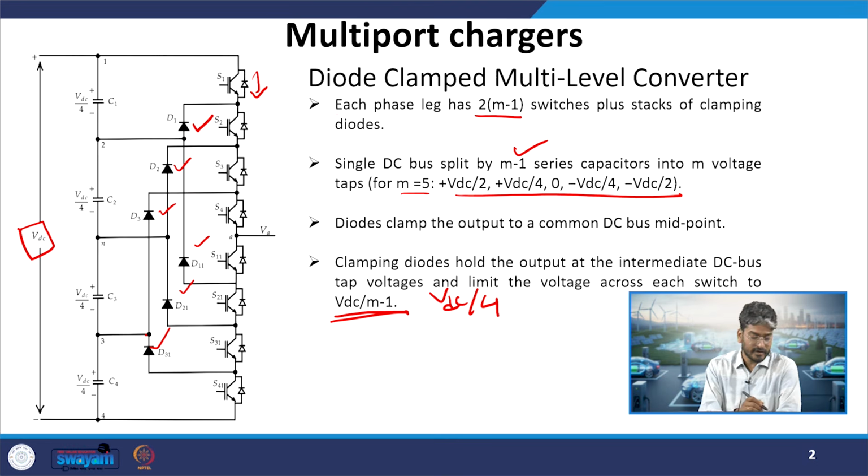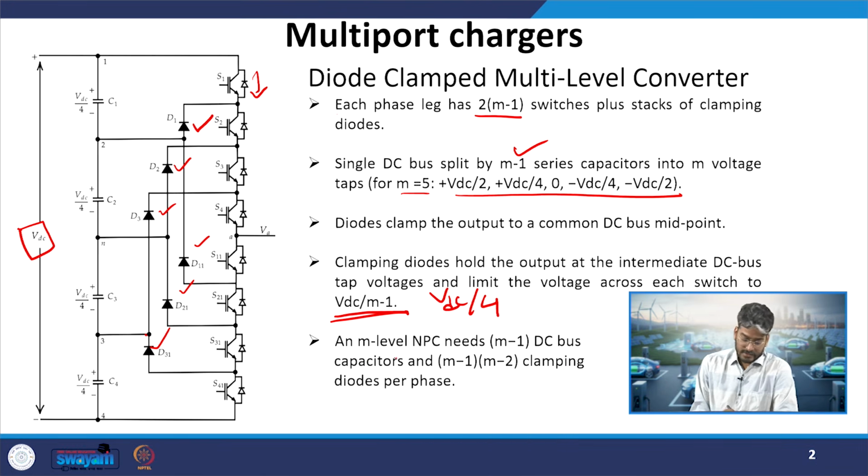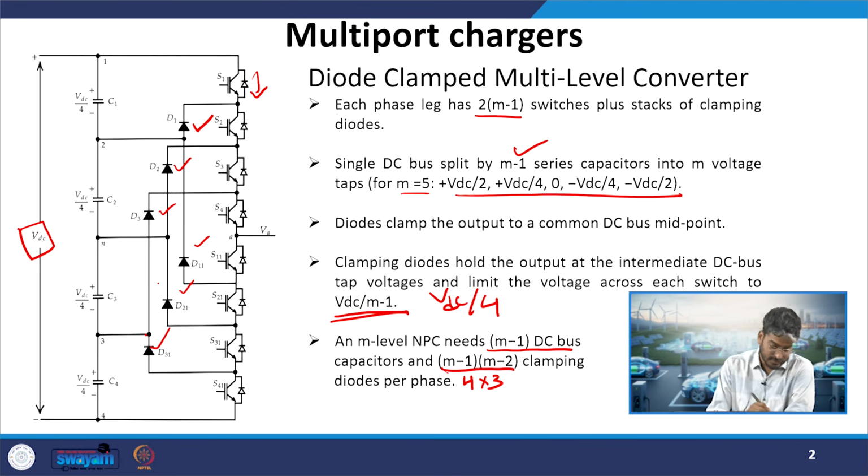So, based on the device and the available or desirable DC link, we can calculate the number of levels. An M level NPC will have M-1 DC bus capacitors and clamping diodes per phase. So, if you see, the number will be 4 into 3, that is 12. But in this figure, we have only 6 diodes. So, why is this difference there?